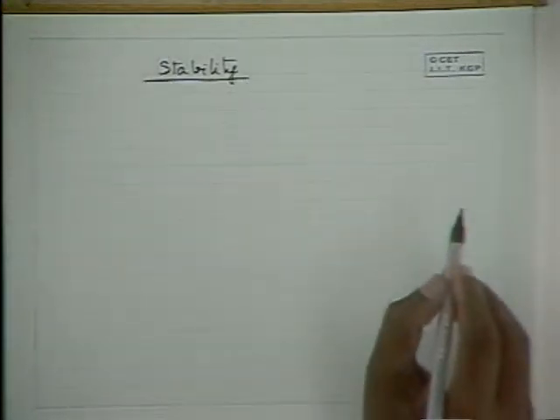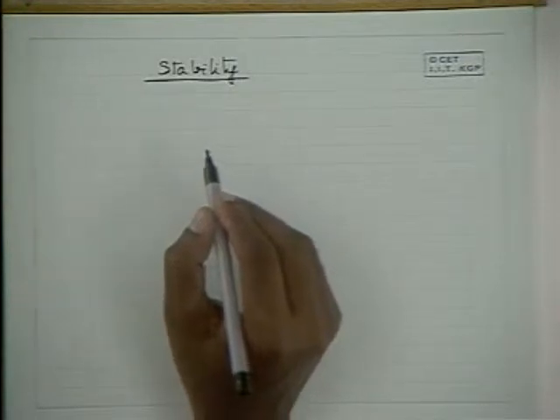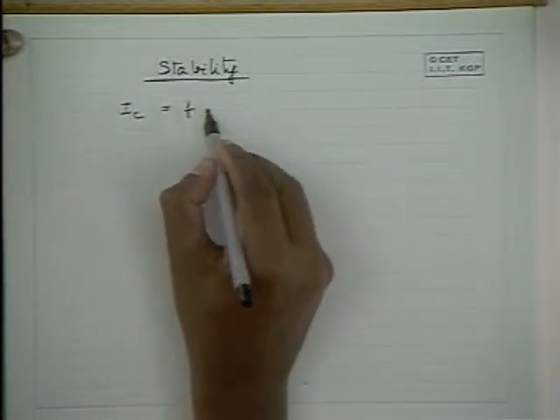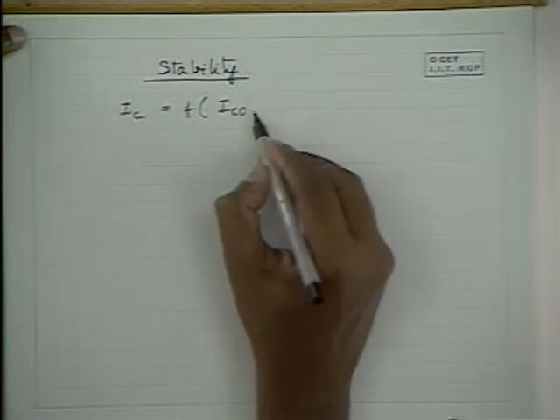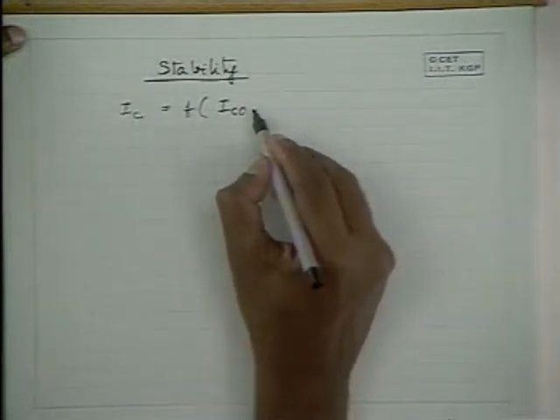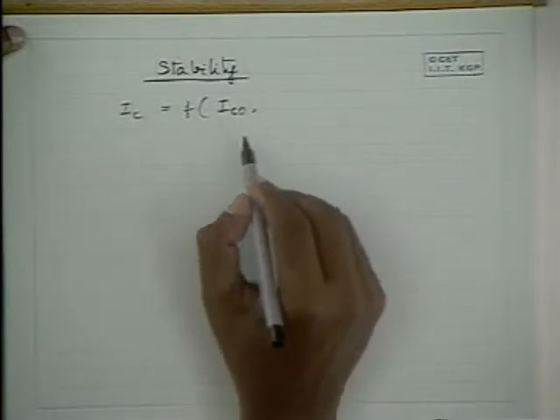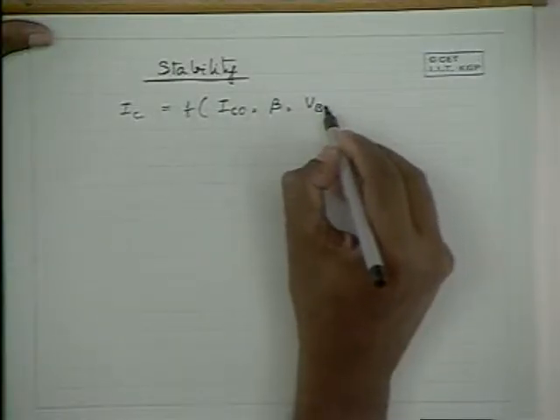As I have mentioned, the instability of a biasing circuit is due to several reasons. That means the collector current IC is a function of ICO, that is the reverse saturation current, the collector current when the base is open, and it is the reverse saturation collector current when the base to emitter junction is reverse biased. Then the instability can also be due to beta, as I have explained in the earlier class. That means IC is a function of ICO, beta, and also base to emitter potential.